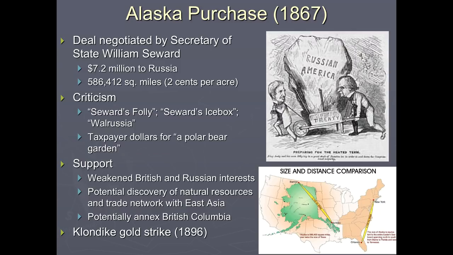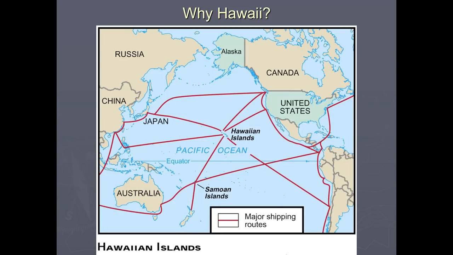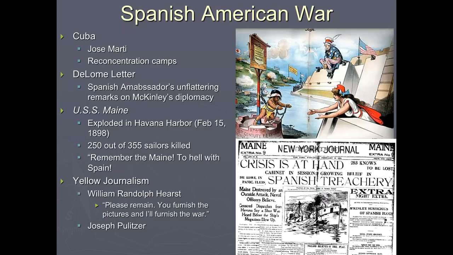We purchased Alaska in 1867. That was done by William Seward, which was deemed a big joke, but we know today what natural resources Alaska has to offer. We take Hawaii, we overthrow Queen Liliuokalani, and the American businessmen are going to take Hawaii because of sugarcane, and because it was an ideal place to build Pearl Harbor. And so you can see the difference between the two territories.